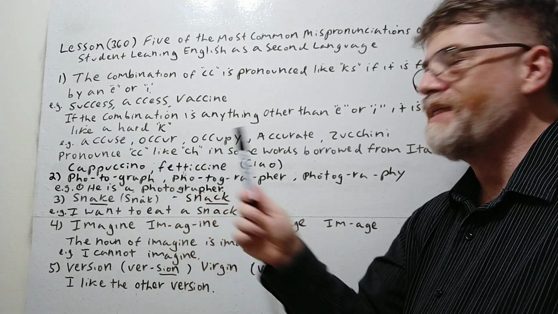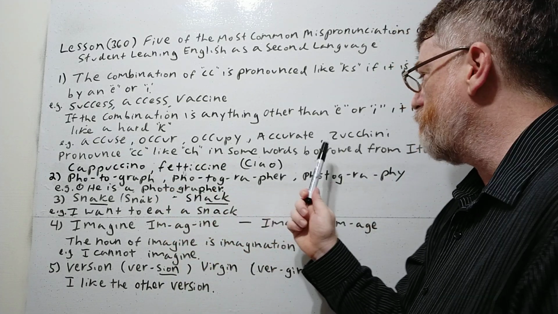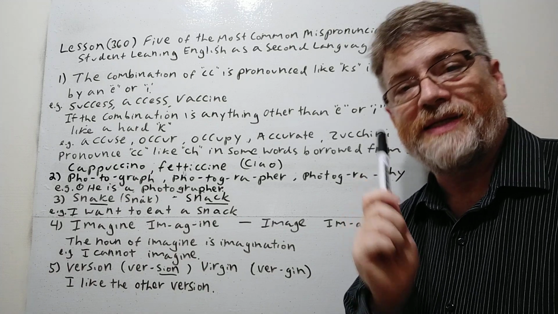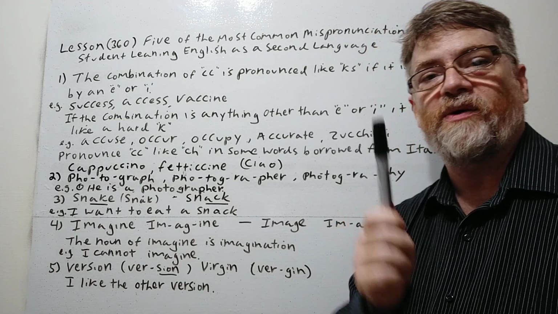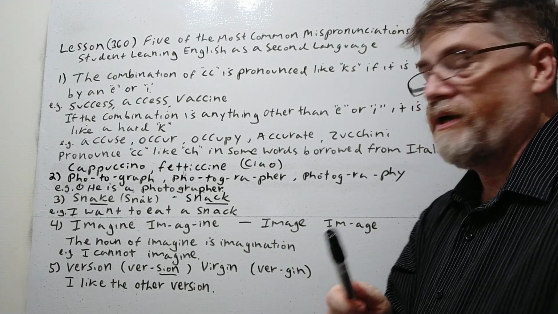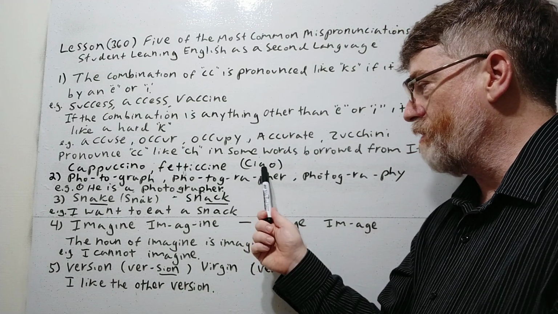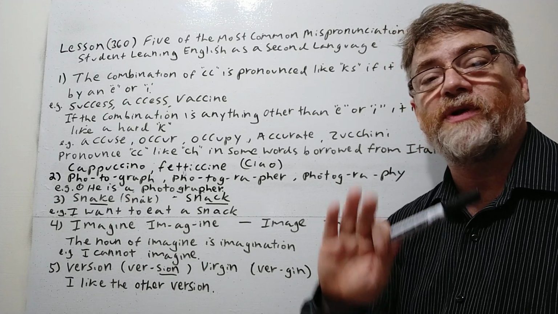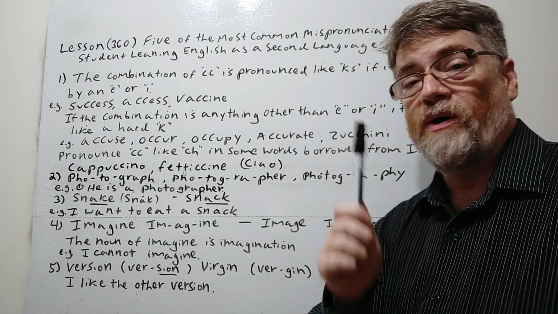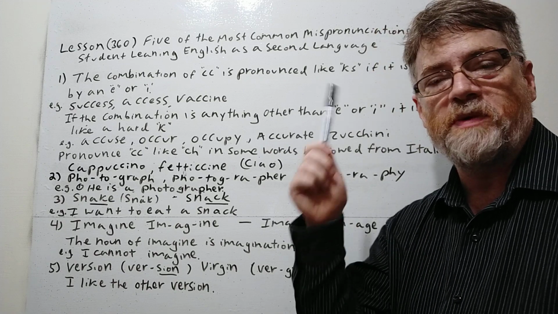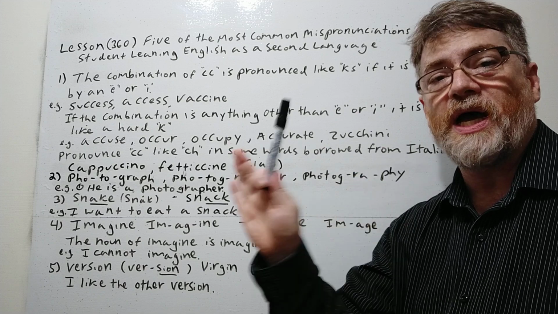Let's look at the third part of a CC combination. Pronounce CC like CH in some words borrowed from Italian. Yeah, so I studied Italian. I know C before an I or an E is pronounced like a CH. You might see this often in a very, very common word. We say ciao. It's become an international word for goodbye, although in Italy, it actually is both hello and goodbye, but most people know it as goodbye. We say ciao, ciao.